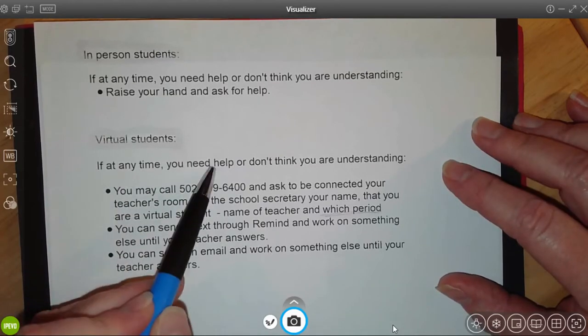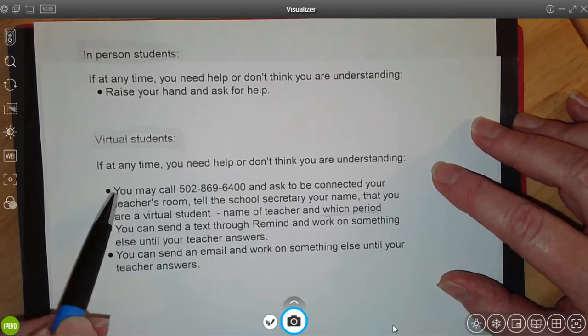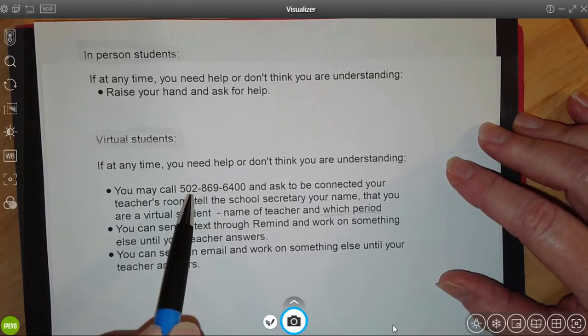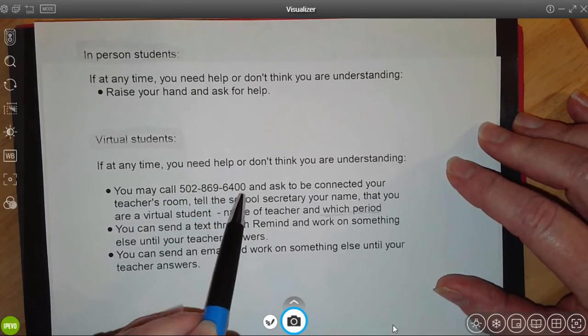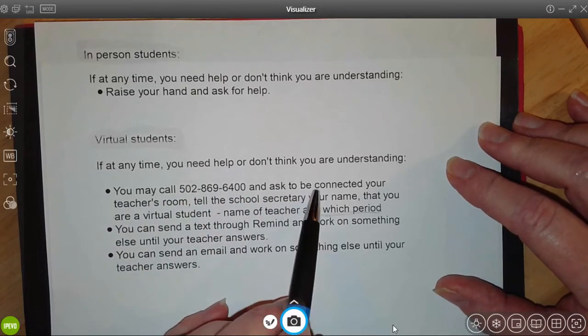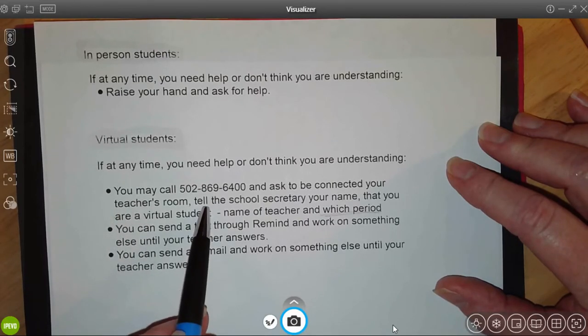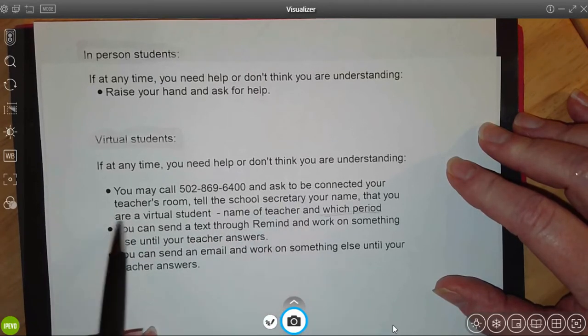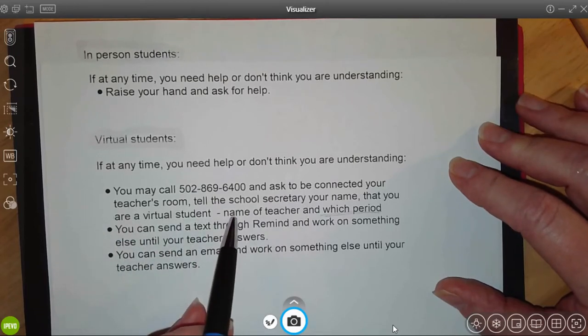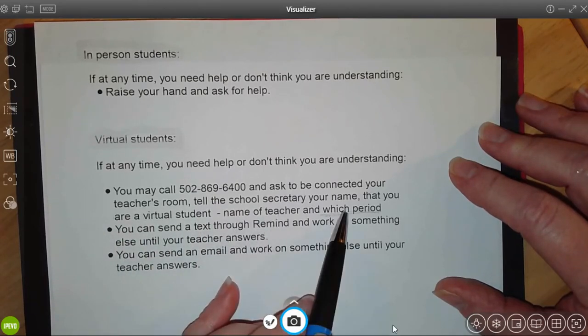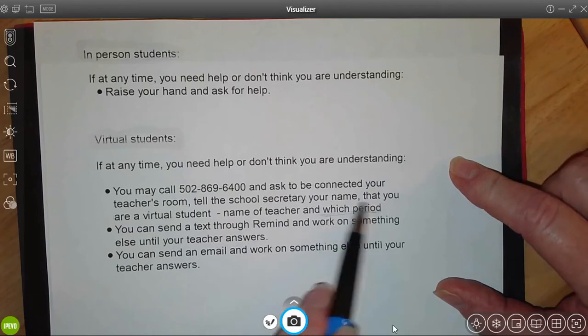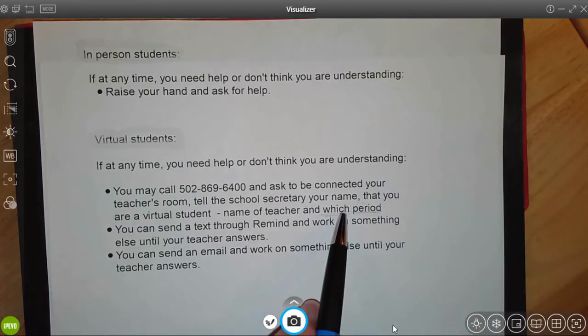If at any time you need help or don't think you're understanding, you may call the school office at 502 6400 and ask to be connected to your teacher's room. Tell the school secretary your name, that you are a virtual student. Give the name of your teacher and which period. If you are not calling during the correct period, you may not be connected to the room.